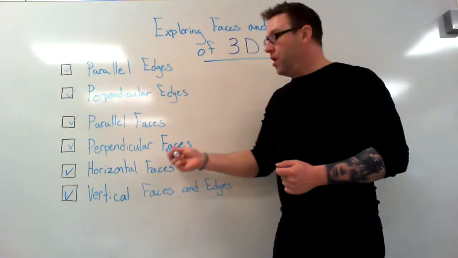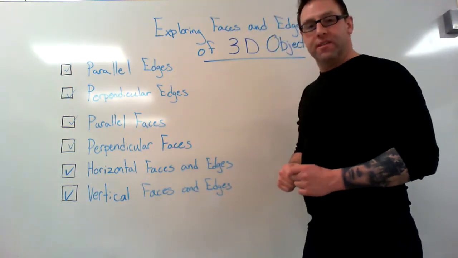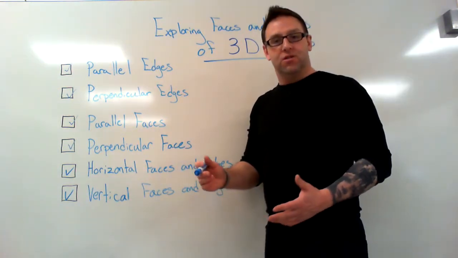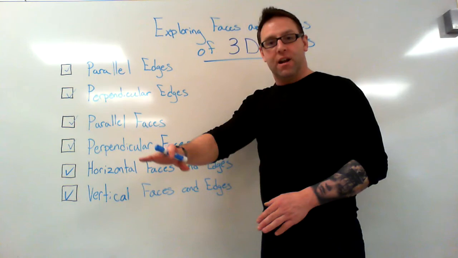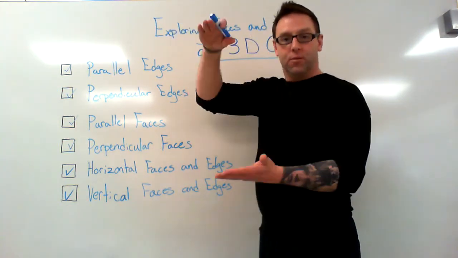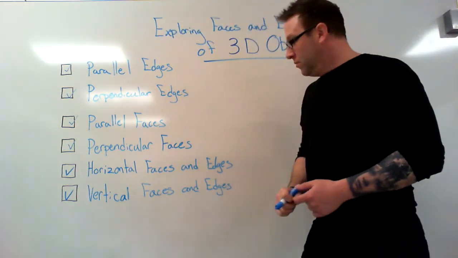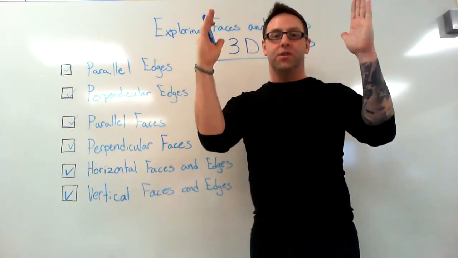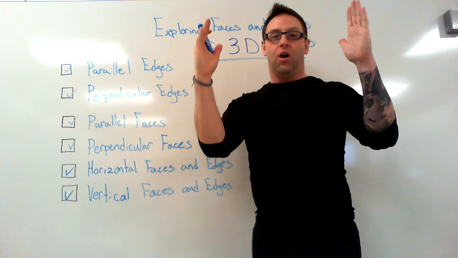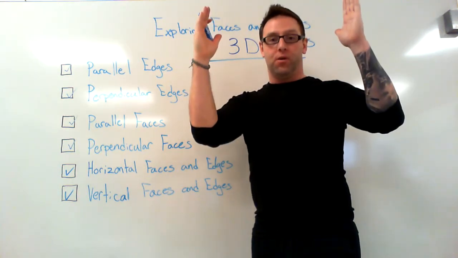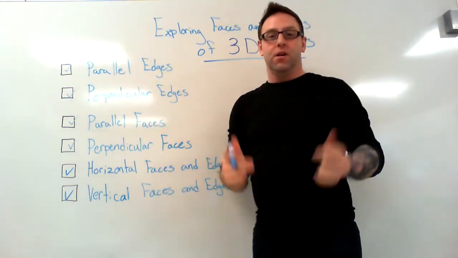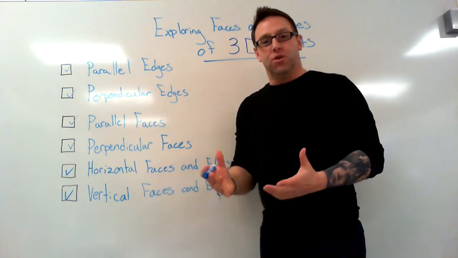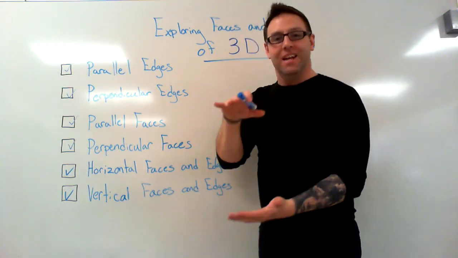We also talked about horizontal faces and edges. Horizontal faces and edges are the ones that are flat along the desk or parallel to that, right? We also talked about vertical faces and edges, and those are the ones that run straight up and down. Think about goalposts on a soccer goal or uprights at a football game. If they're straight up and down, those are vertical. We always try to look at the shape as it's sitting on a desk, okay?